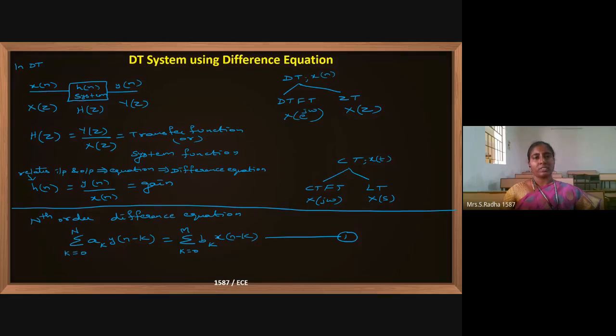ak, bk are constants. K equal to 0 to n and k equal to 0 to m means the number of output terms and input terms need not be the same. The number of ak, bk coefficients need not be the same. This is equation 1 representing the nth order difference equation. Now we will go with a problem.